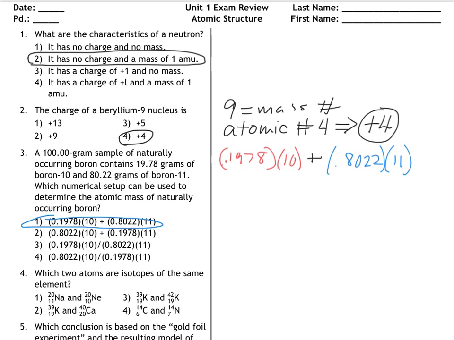Okay, so number 4 says which 2 atoms are isotopes of the same element. So they have to be isotopes, which means two different masses, but it's the same element, or it can be different numbers of neutrons with the same number of protons.